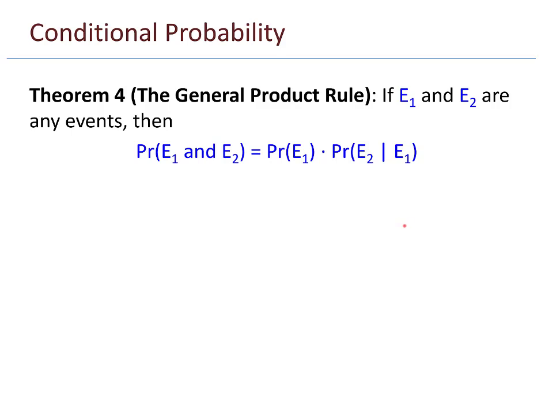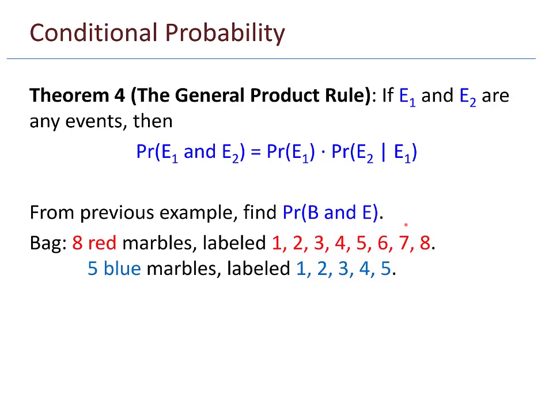So this discussion leads us to theorem 4, the general product rule. If E1 and E2 are any events, not just independent events, but if they are any events, then the probability that E1 and E2 both occur is the probability of E1 times the probability of E2 given E1.